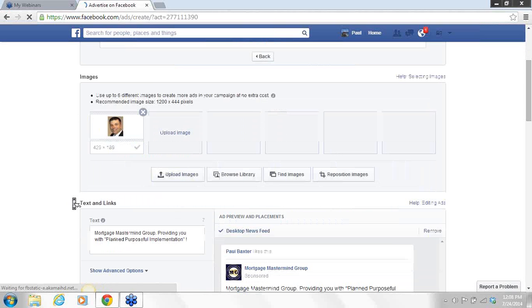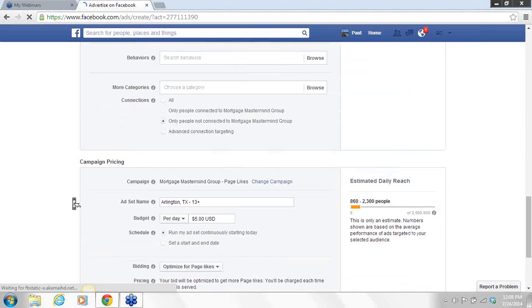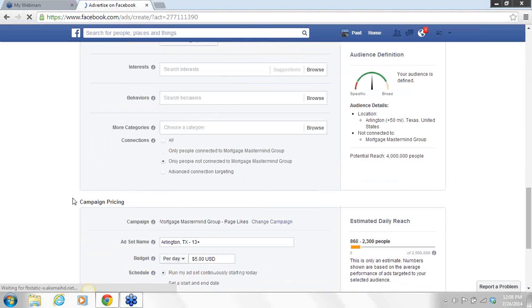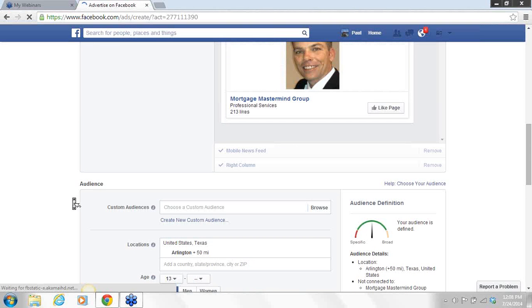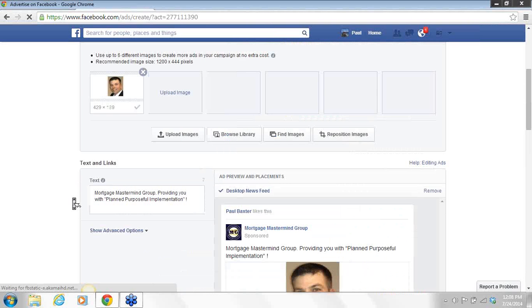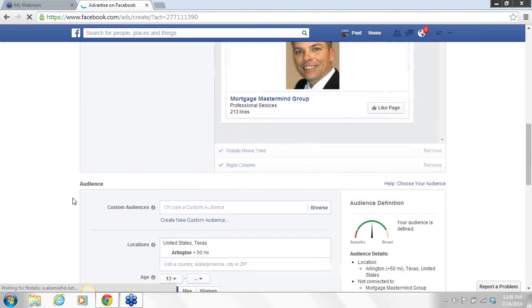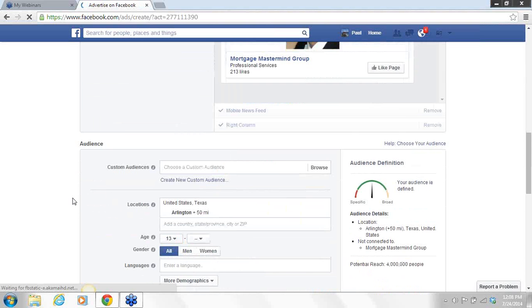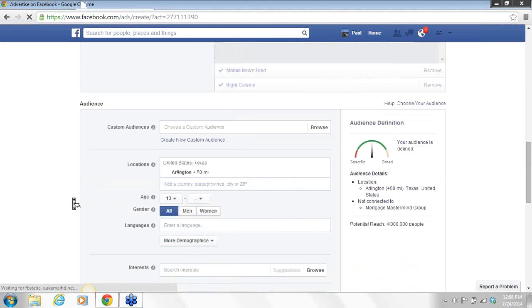We're not talking about how it looks in the mobile feed or the desktop feed versus the right column. What we're going to talk about is this section down here called demographics or audience. And the audience is basically who it is that you're targeting your ad to.